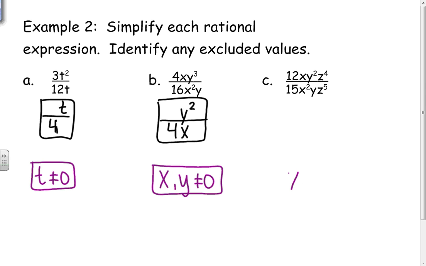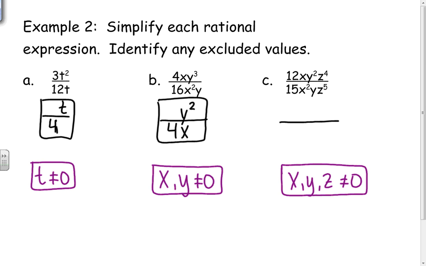Restrictions for letter C: x, y, and z can't be 0. Do them first, because if they cancel, they're still part of your answer. 12 over 15 reduces to 4 over 5. X over x squared, it's bottom heavy, so there's an x left in the bottom. Y squared over y is top heavy, so there's a y left up top. And z to the fourth over z to the fifth is a z on the bottom. So even though the y disappeared from the bottom, it's still a restriction.